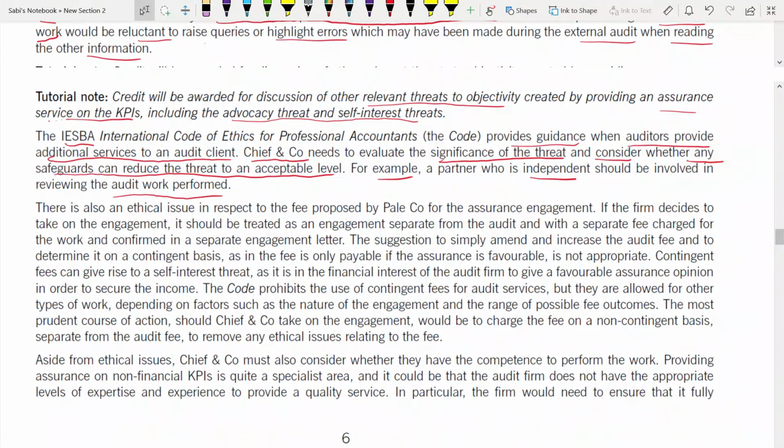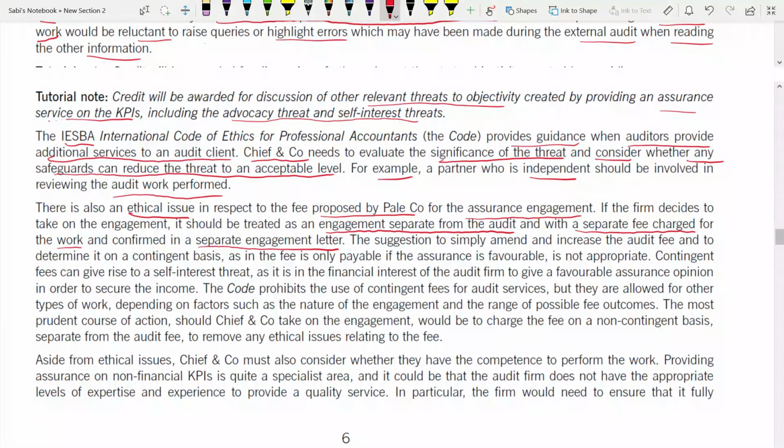There is also an ethical issue in respect to the fee proposed by the payroll company for the assurance engagement. Remember they told that they will increase 20% of the fee if they provide audit for this assurance engagement? If the firm decides to take on the engagement, it should be treated as an engagement separate from the audit and with a separate fee charged for the work and confirmed in a separate engagement letter.